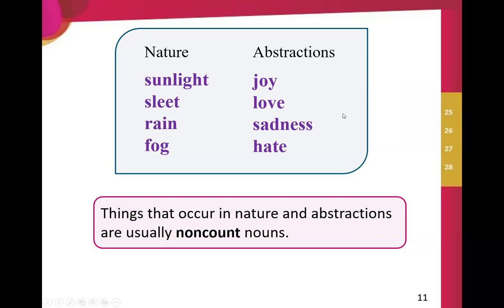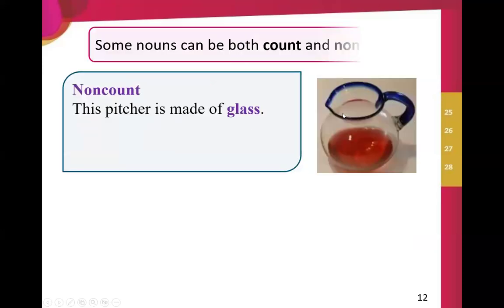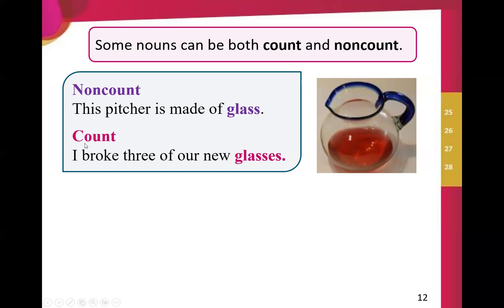Okay. Do you understand here? Some nouns can be both count and non-count. For example, this beaker is made of glass. The word glass here means that material, the solid material, which is a non-count noun. Okay, we can say glass is. But when it is a countable noun, okay.